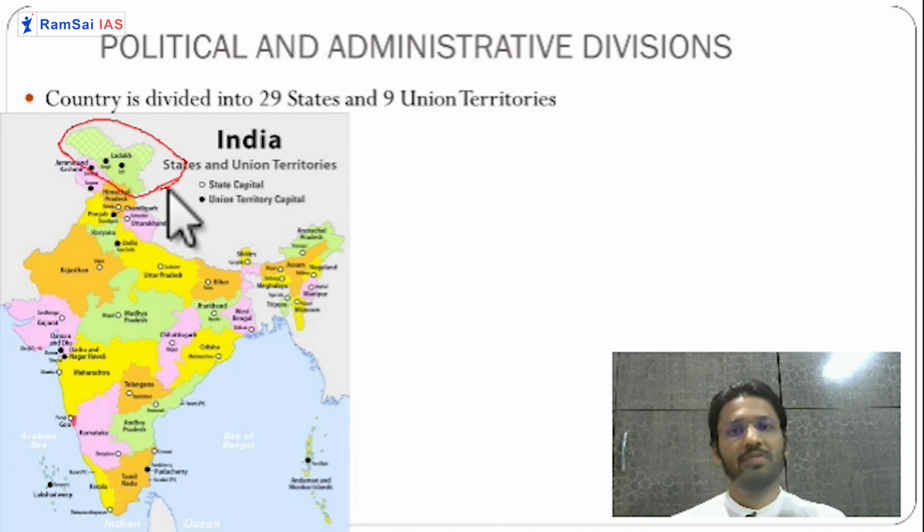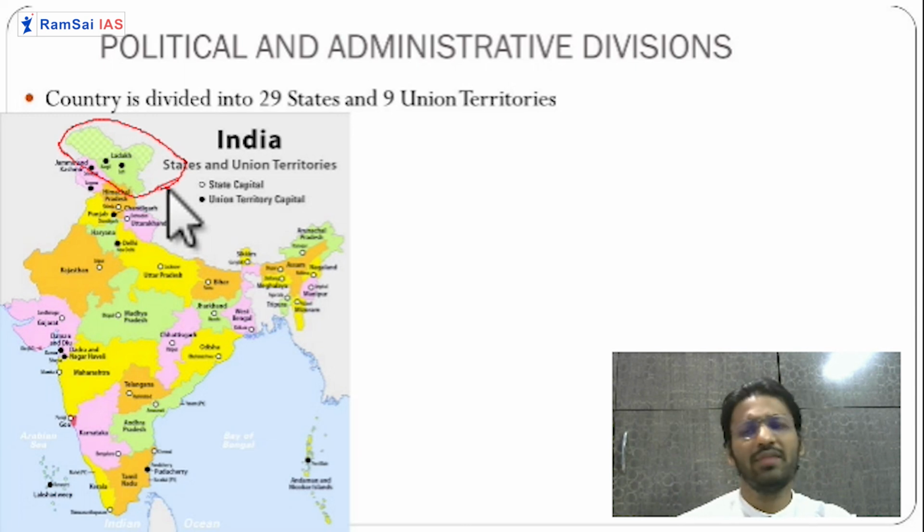Initially we had only 7 union territories. Now we have 9 union territories. In this NCERT, the list of all the states, their capitals, union territories, and their capitals has been given. This is very important. It might be asked in the examination about all the union territories. Slowly, we will see these things as time passes.